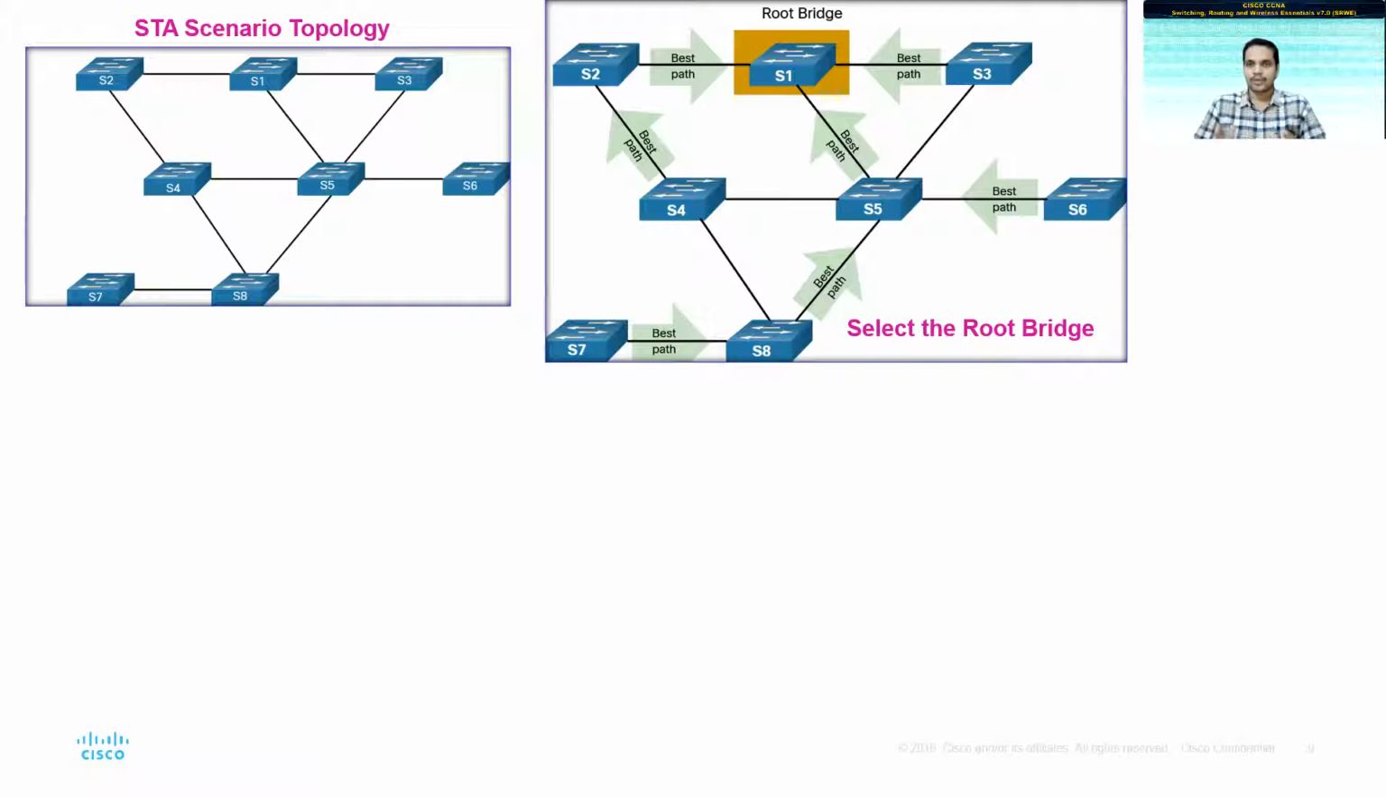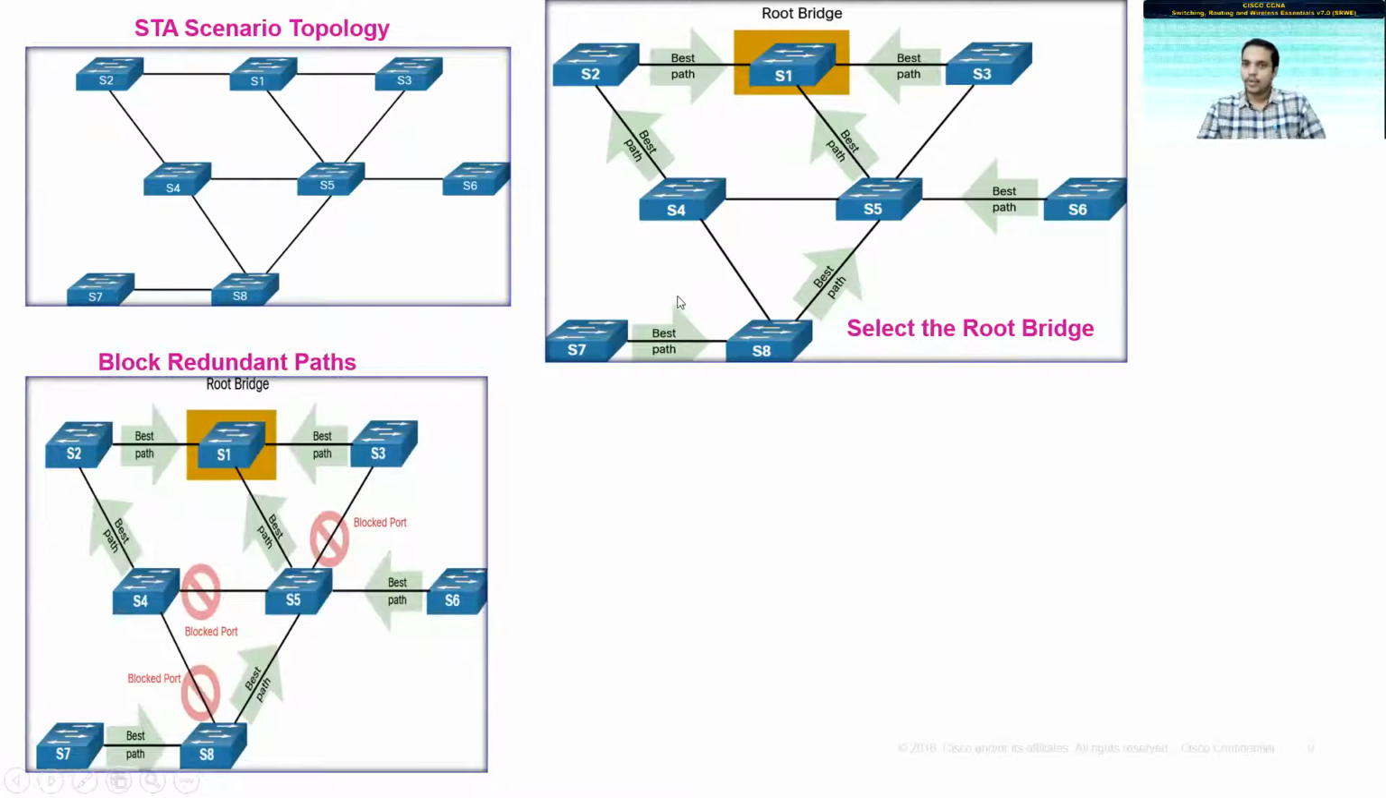But first, imagine that you select one as a root bridge. For our explanation, let us assume that S1 has been selected as the root bridge. Now, you can see some green arrows showing the best path from each of the switches to S1. Once you've selected the best path, you then block the redundant paths. From S7, the path is S7 to S8, S8 to S5, and S5 to S1. So in this case, S4 to S8 and S4 to S5, these 2 paths are redundant paths. That means they might cause a loop. So STP will block these 2 ports.